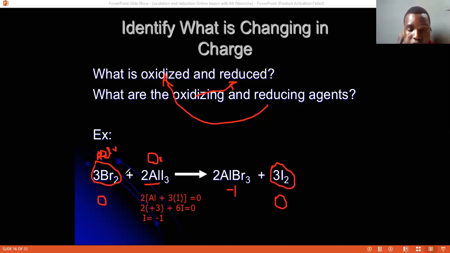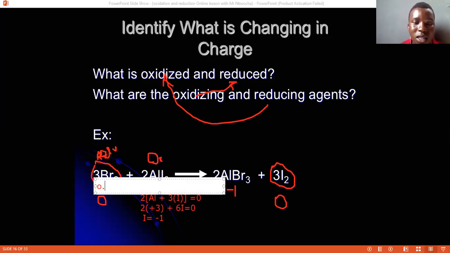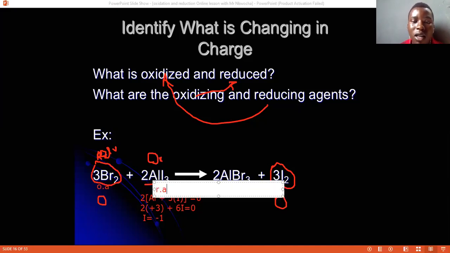I hope you saw how I did it. I just calculated the various oxidation states on the right hand side and on the left hand side. So bromine here has gone from 0 to -1, so that means it has reduced. Simple. So which one is my oxidizing agent? Automatically you know that oxidizing agent is reduced. So this one becomes my OA, oxidizing agent, while this one becomes my reducing agent. It's as simple as that. No cramming.